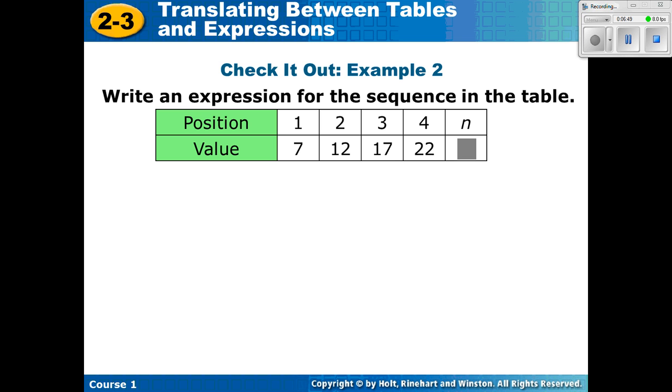Write an expression for the sequence in the table. Position 1, 2, 3, 4, and n. N is the position. That is our variable. And the value 7, 12, 17, 22, and then we have our blank space where we need to put our expression. So pause the video and see if you can work this one out.